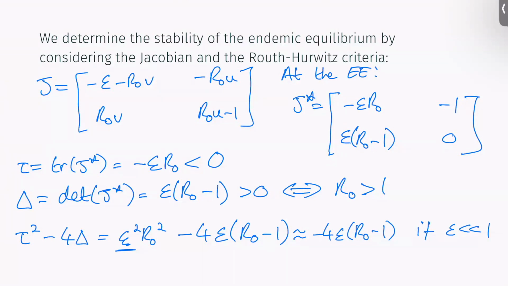So what does that mean? Well, epsilon is positive. We've already established that R naught is greater than 1. So this is minus the product of two positive numbers. So we end up with something that is negative. So this is going to be negative if epsilon is sufficiently small. In other words, our endemic equilibrium is a stable spiral as long as our demographic turnover is relatively slow.